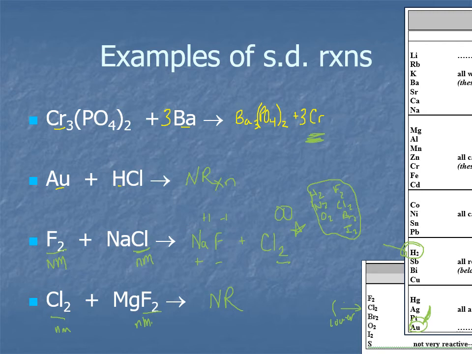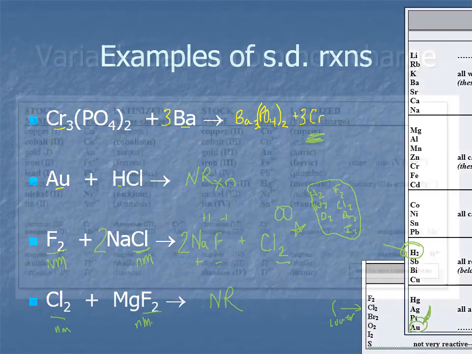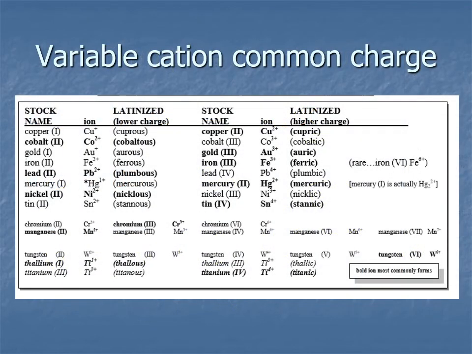And by the way, the third example down I didn't balance, so I would have to have a 2 in front of the sodium fluoride and a 2 in front of the sodium chloride to balance. So that one balances now. Okay, let's move on. All right, so variable cations.